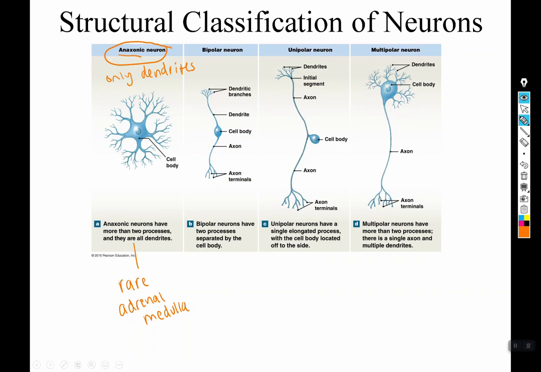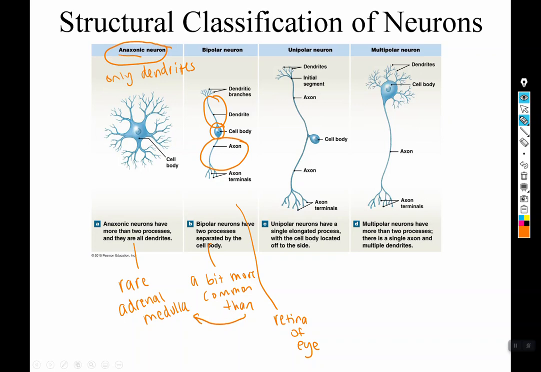So bipolar neurons have two processes separated by the cell body. So on one side we have an axon, and on the other side we have a dendrite, but in this case, instead of being at the end, the cell body is in the middle. So these are next rarest. So they're a little bit more common. Let's put it that way. But not by much. So these tend to be specific to sensory structures. So for example, you have a lot of these in the retina of your eye.